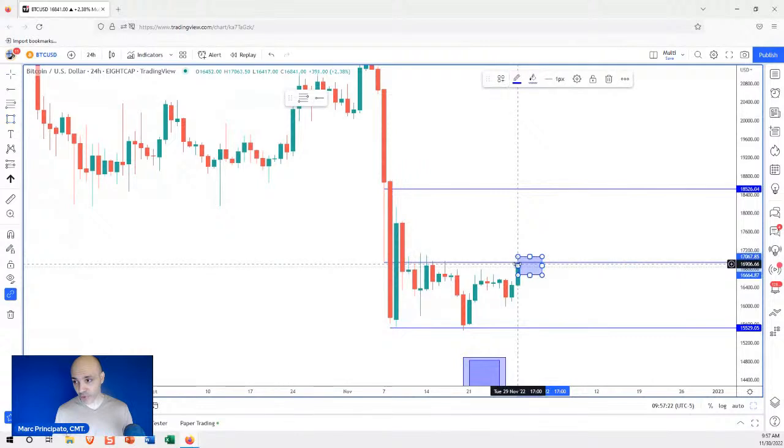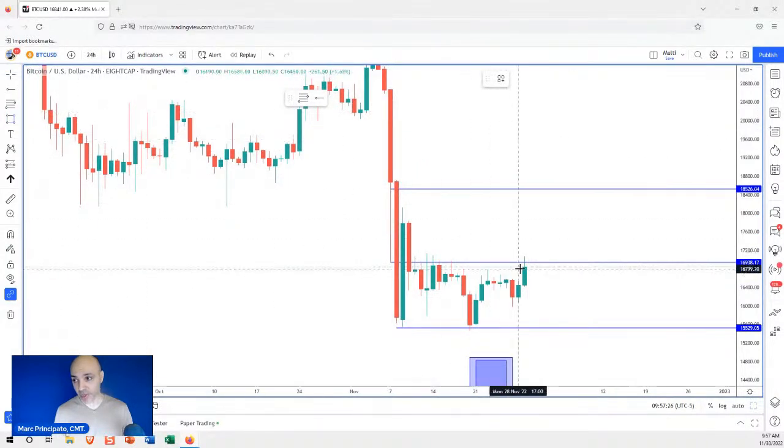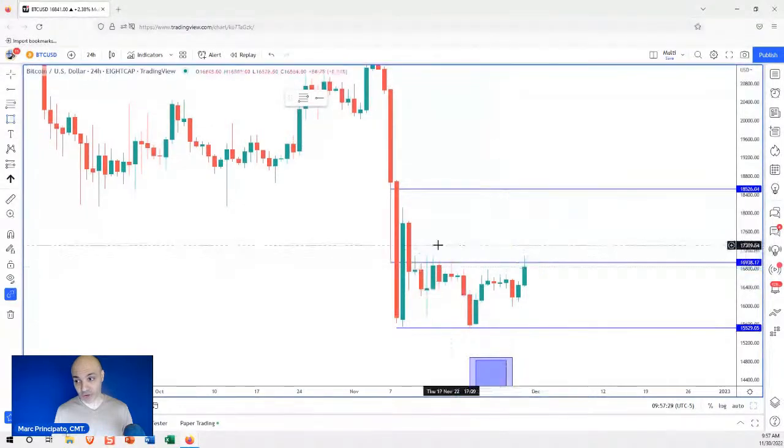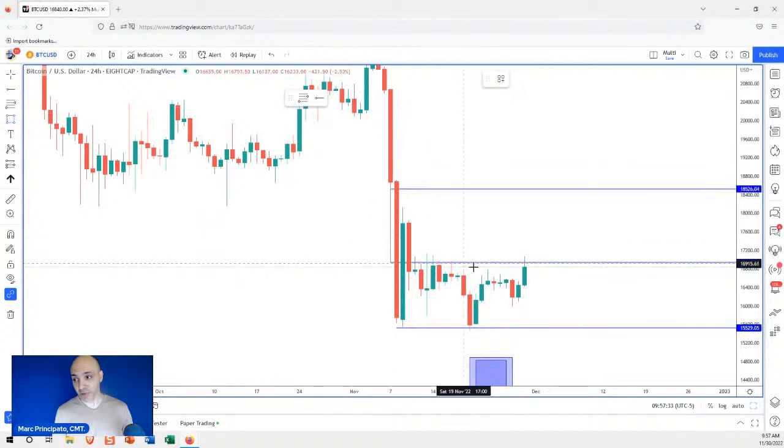So we have a minor resistance now. I wouldn't be touching this thing long. Like I said, no longs. This is not even a great area to go short, because it's right at the midpoint of this consolidation, right? So we have to see.